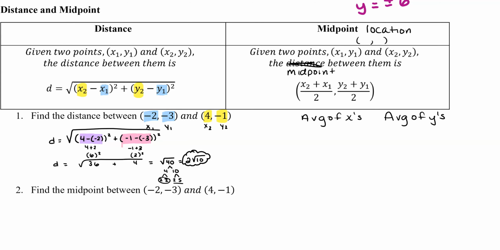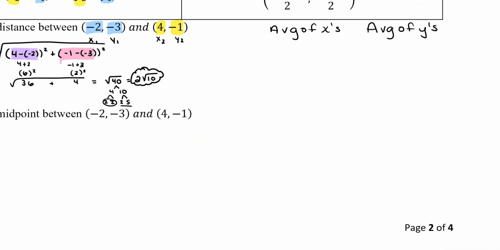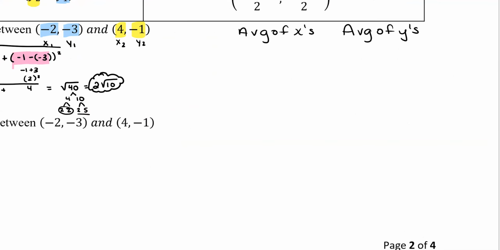So again, we've got these same 2 points, (negative 2, negative 3) and (4, negative 1). We're going to call these guys x1 and y1. We'll call these guys x2 and y2. So now to find the midpoint, I'm going to take x1 and I'm going to add it to x2, and I'm going to divide that by 2.